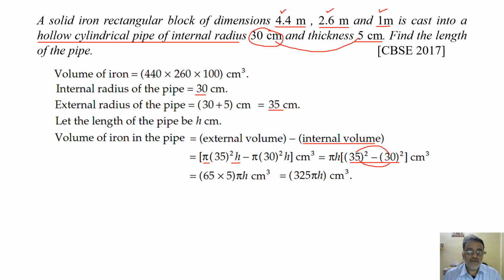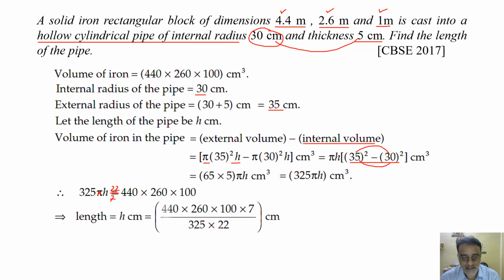Now, according to the question, volume of iron will be equals to volume of iron in the pipe. So, दोनों इक्वेट कर लिए. अब हम लोग h का वैल्यू निकालना है, तो पाई का वैल्यू सब्सटीट्यूट करना पड़ेगा 22/7. ठीक है, क्योंकि दूसरे में पाई नहीं है यहाँ पे. So h will be equals to 325 into 22 will come in the denominator, 7 in the numerator. This step is clear? Yes, sir.